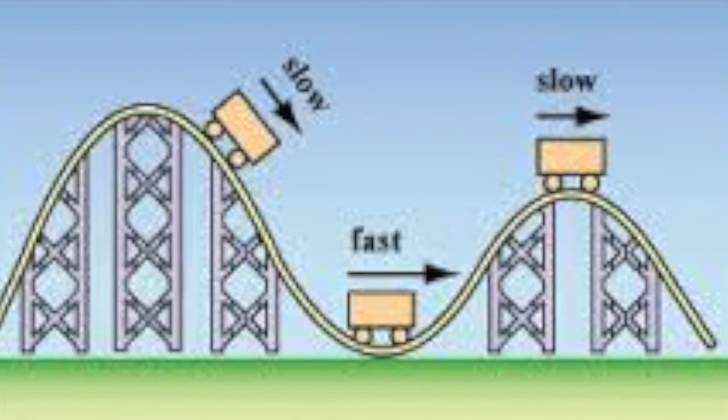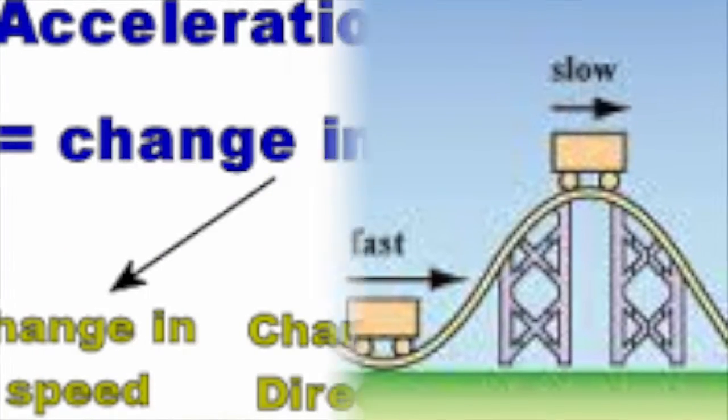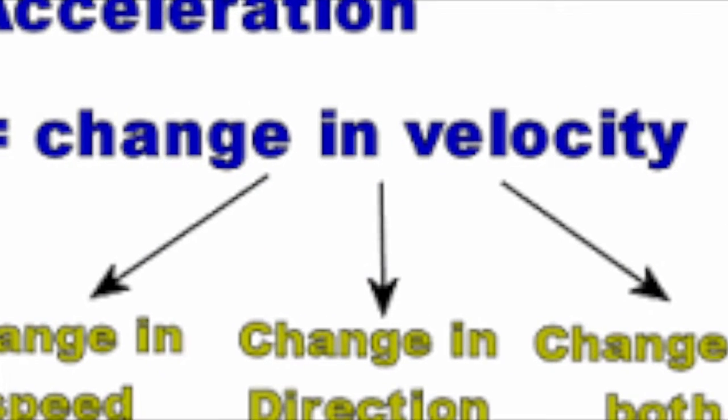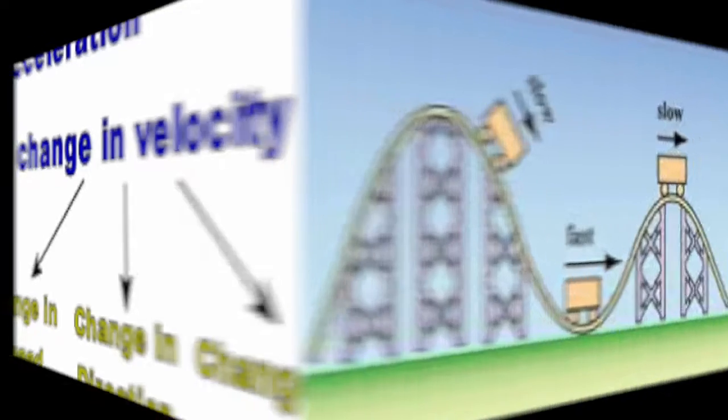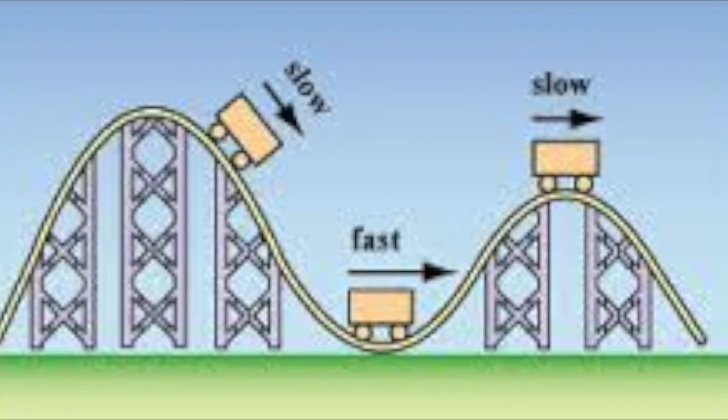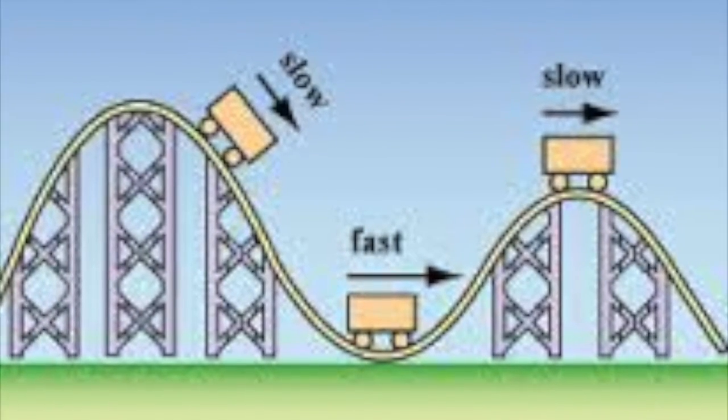Acceleration is defined as the rate of change of velocity. It is thus a vector quantity with dimension length per time squared. In SI units, acceleration is measured in meters per second squared using an accelerometer.